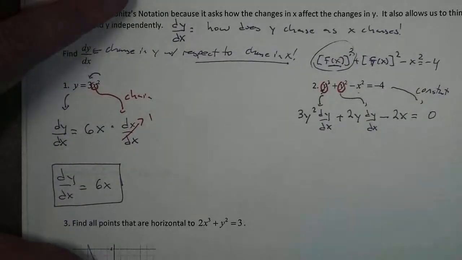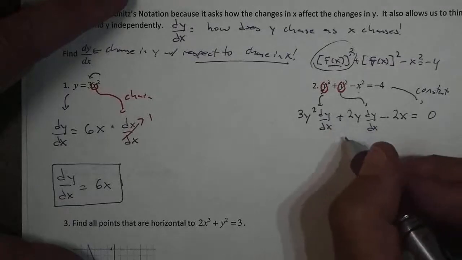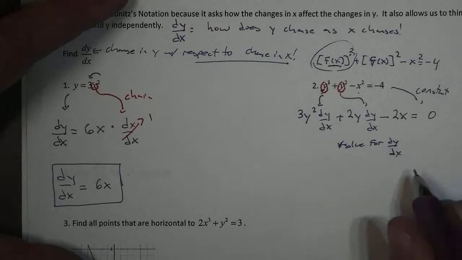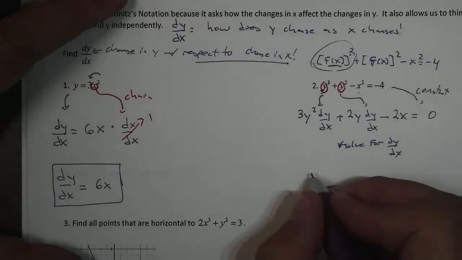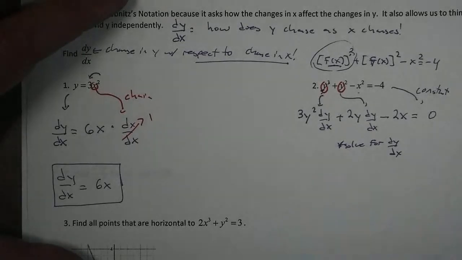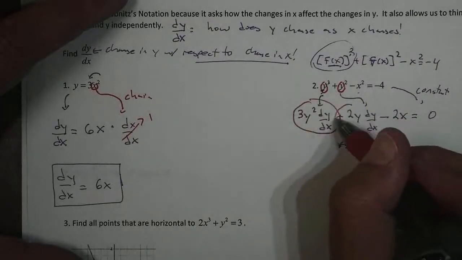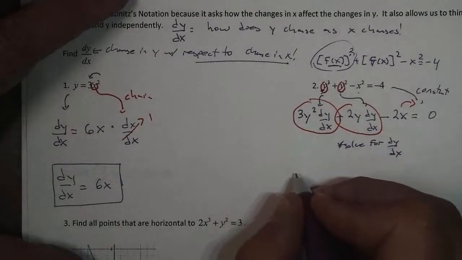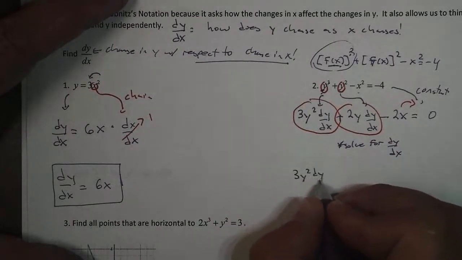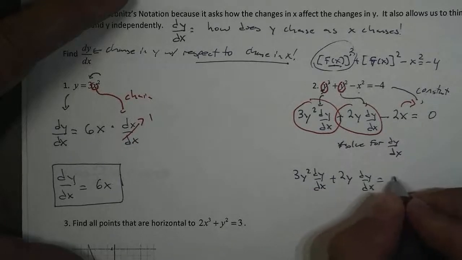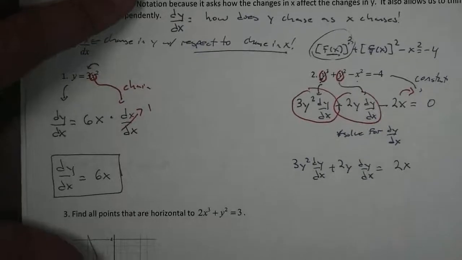All right. Now, I'm going to solve for dy dx. Or I like to say, dwidx, if you spell it. Dwidx, get it? Moving on. So, to do this, anything that has a dy dx will stay. Everything else goes over. So we get 3y squared dy dx plus 2y dy dx equals Dos Equis. Stay nerdy, my friends.